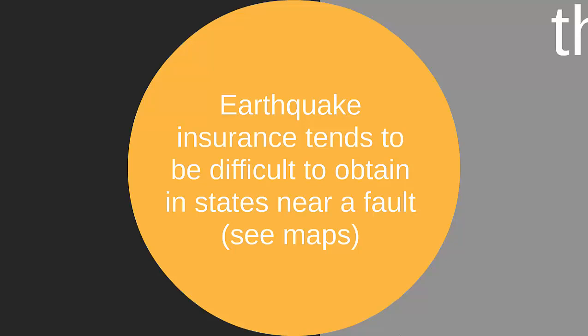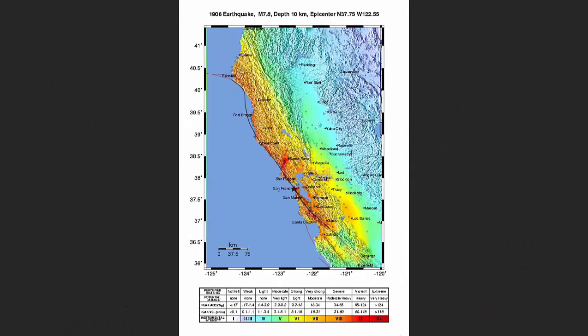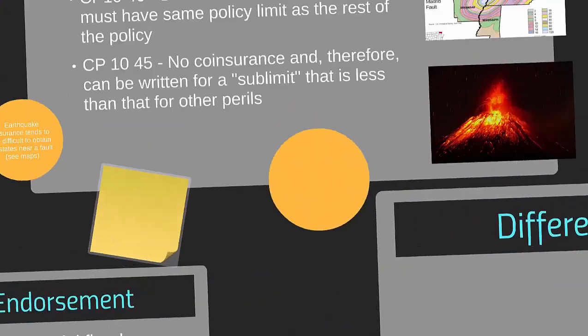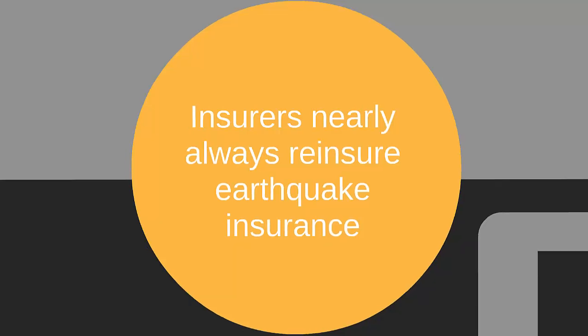Earthquake insurance tends to be difficult to obtain in states near a fault line. Of course, states in the West, particularly California, are highly susceptible to earthquake, but these states surround the New Madrid Fault, which is located in New Madrid, Missouri, and of course the San Andreas Fault in California. Insurers nearly always reinsure earthquake insurance.